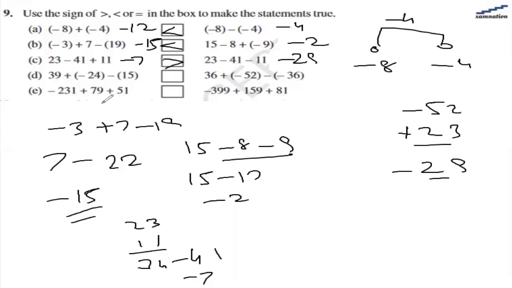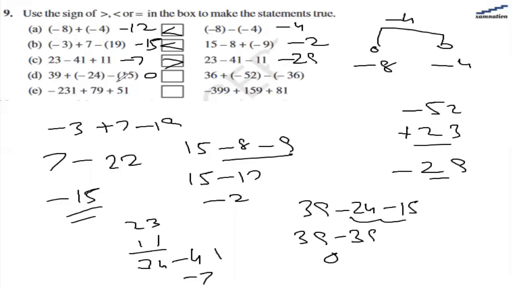The D part is 39 plus of minus of 24 and minus of 15. So if we open up the bracket, we get minus 24 and minus of 15. When we add this, we get minus of 39, and the answer will be 0. So 0 will be on the left hand side, and on the right hand side we have 36 plus of minus of 52 and minus of 36.